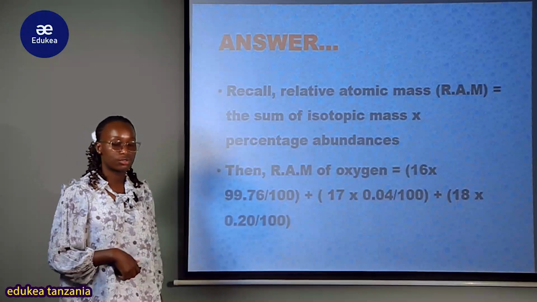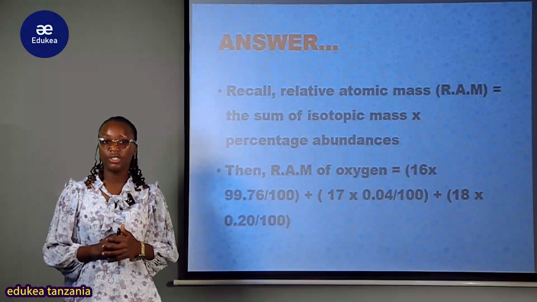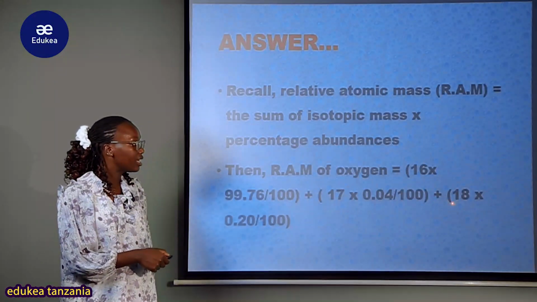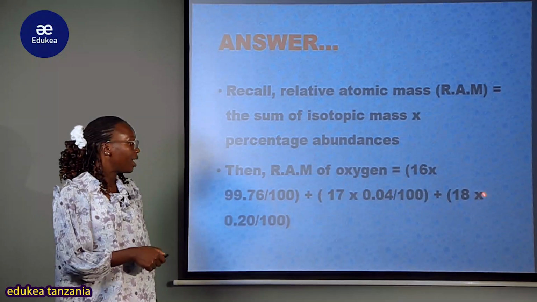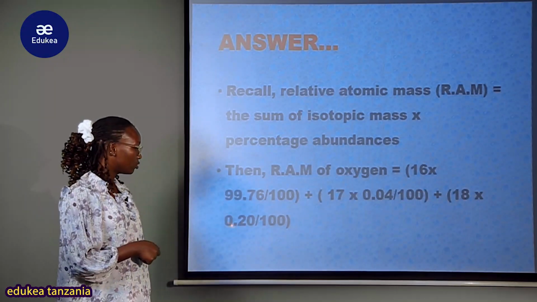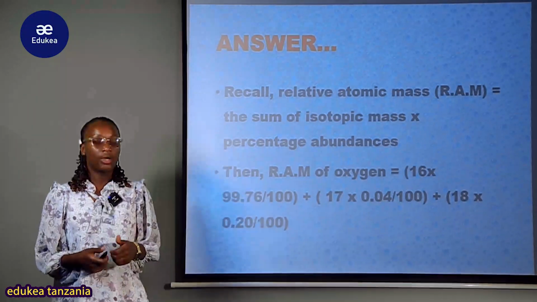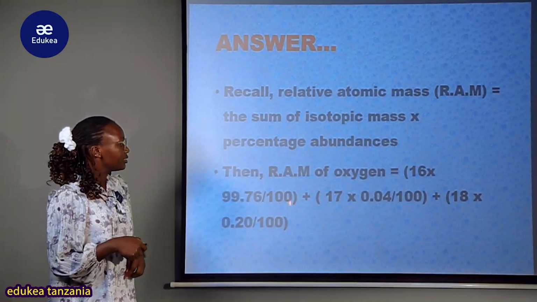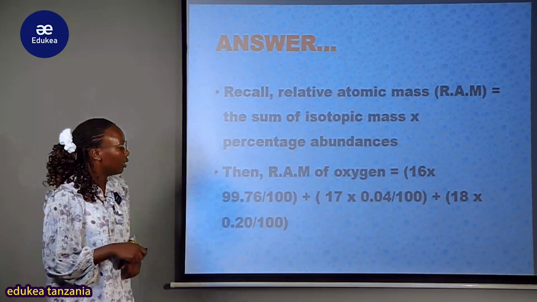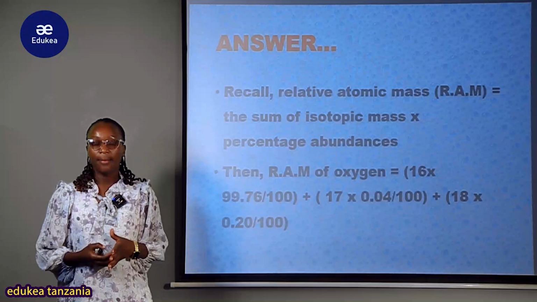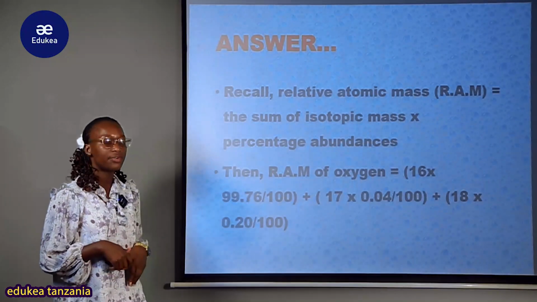Tunajumlisha na third isotope. Remember, we are taking the summation. Summation tunaangalia ile total, tunajumlisha. So tunajumlisha na third isotope ambayo tulikuwa na isotopic mass ya 18 mara percentage abundance ambayo tulipewa ni 0.20, gawanya kwa 100 au chini ya 100. Okay. Baada ya kuchukua summation sasa zile isotopic masses zote ambazo umepewa na ukazidishia na percentage abundances, therefore obvious unaenda kupata relative atomic masses.